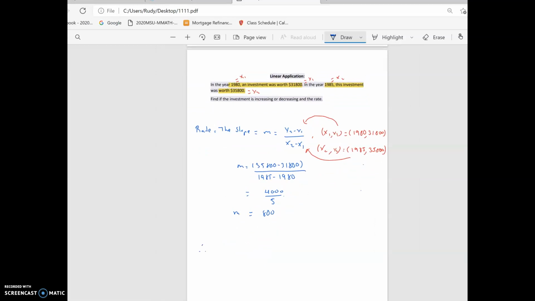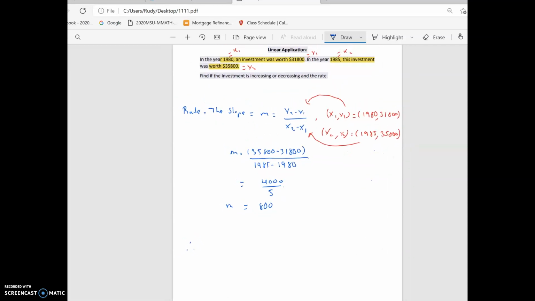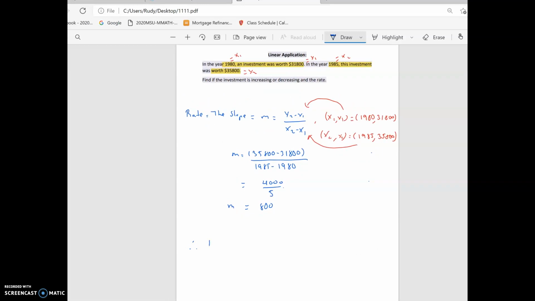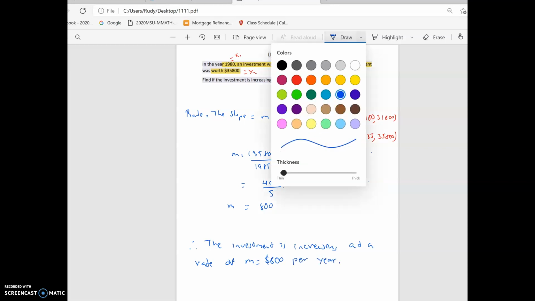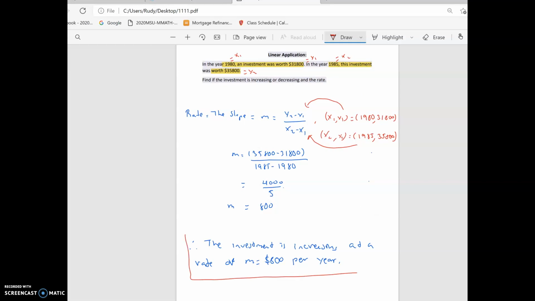So our main conclusion here is that the investment is increasing at a rate of $800 per year. I'm just going to rewrite it as, in this case, $800 per year. And that's actually it. The numbers are a little bit messy.